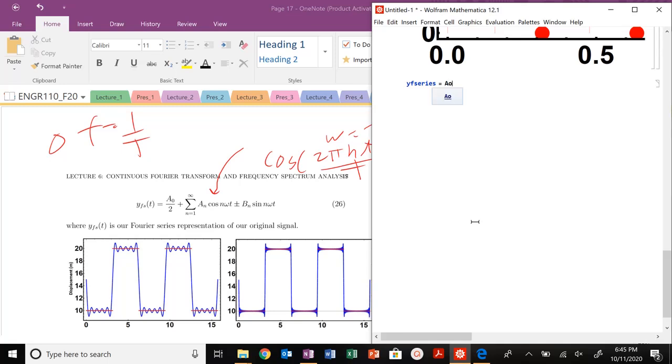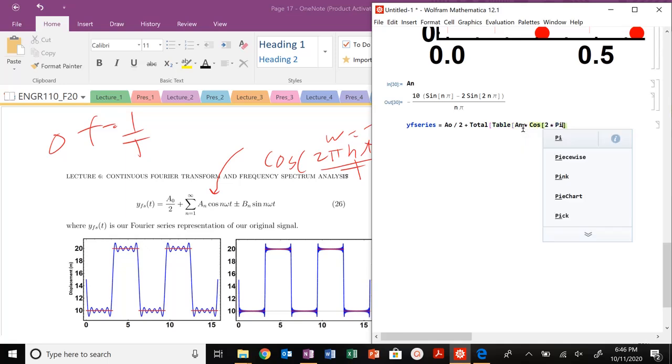So that is going to be equal to a naught divided by 2. And then now we are going to do the sum. So the sum is going to be a total. We've worked with this function previously. And we're going to create a table of our a sub n. Actually, let's look at our a sub n. This is our a sub n expression, just to remind ourselves. So a sub n times our cosine 2 times pi times n times t. And then we're going to do this table. We're going to close that.